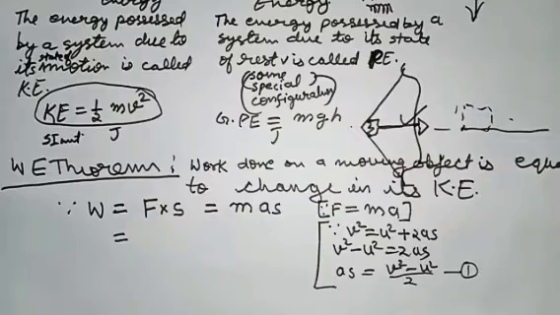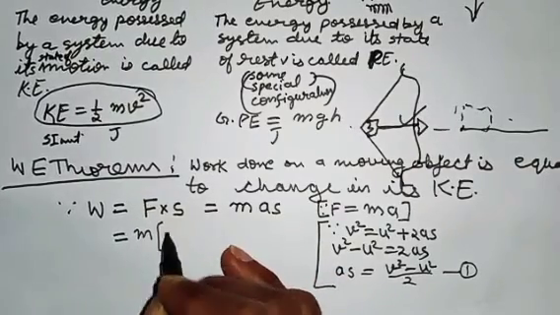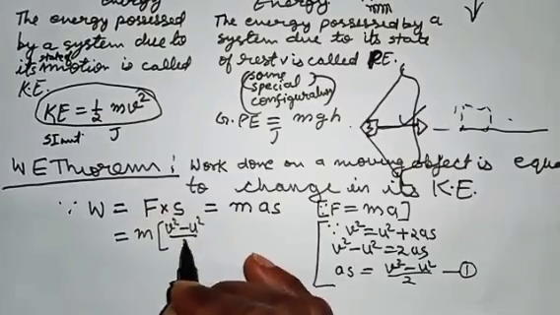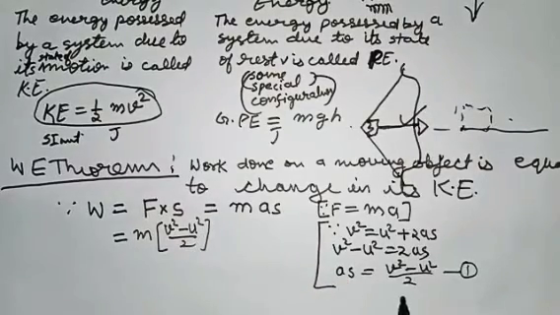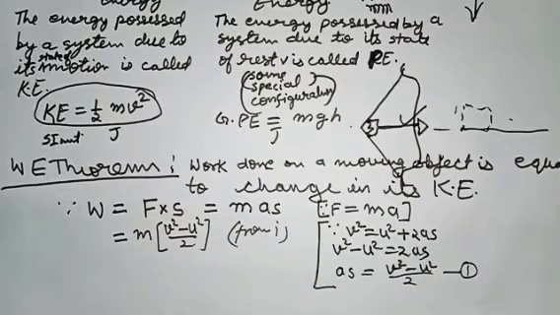Let us suppose this is equation 1, so we can support our claim here. So it is v square minus u square upon 2 in the place of as. We have this from equation 1. And here I have mentioned that equation 1.